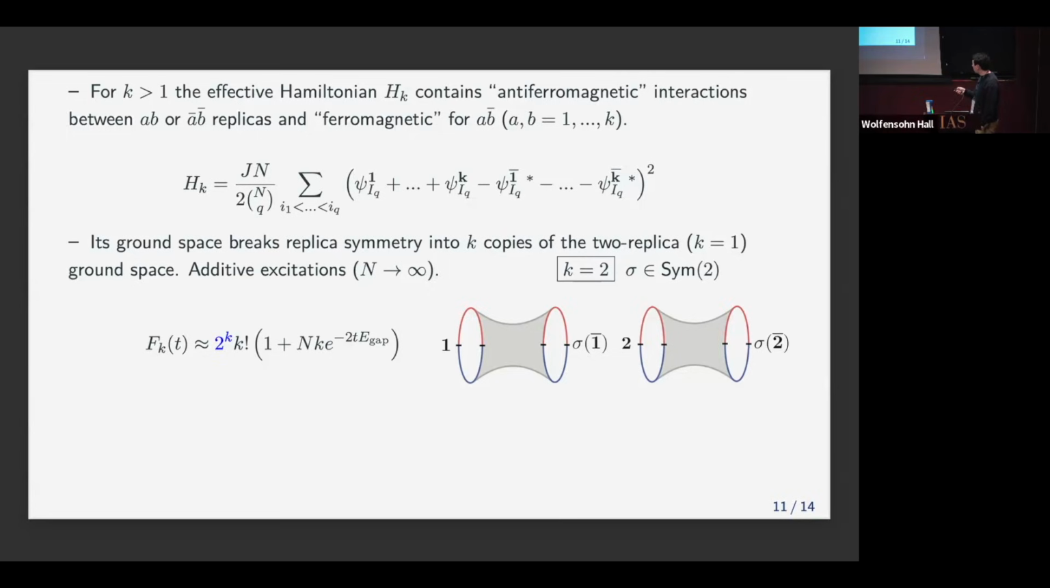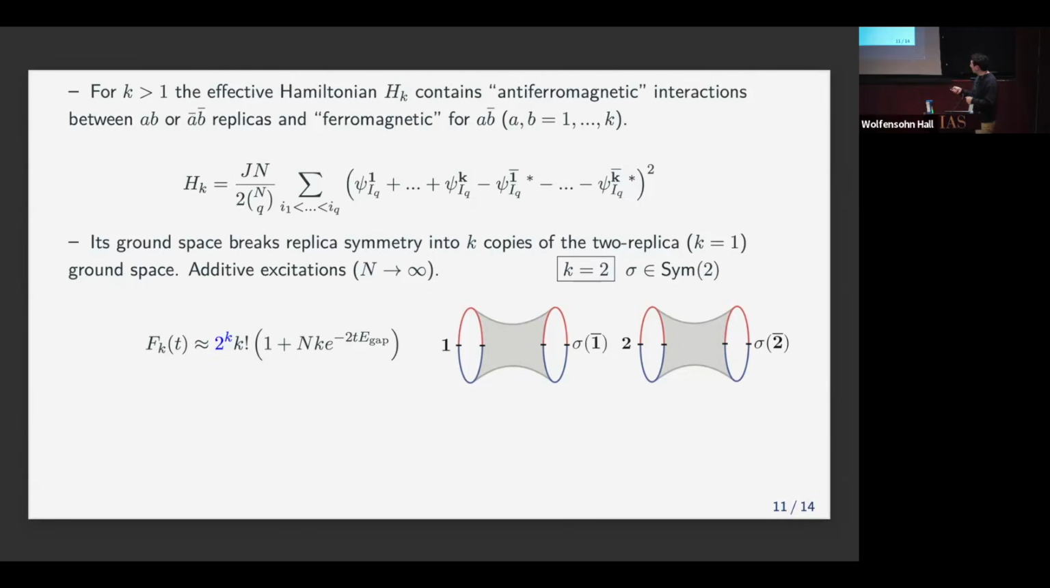On top of that, there's the contribution from the first excited states, which decays exponentially in time. And it is controlled by the energy scale, the gap of the 2 replica effective Hamiltonian, essentially because of the fact that the excitations are additive.